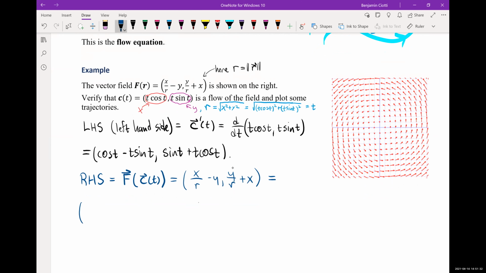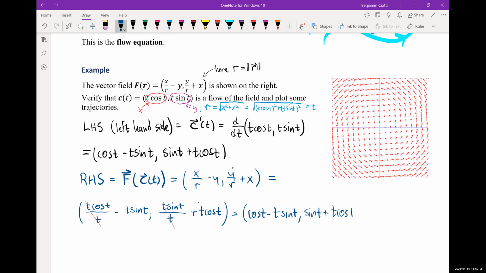Okay, so I'm going to get t cos t over t minus t sin t, and sin t over t plus t cos t. The t's cancel. We get cos t minus t sin t, and sin t plus t cos t. Is that the same as the left-hand side? There's the left-hand side. So yeah, they're the same. Hooray.